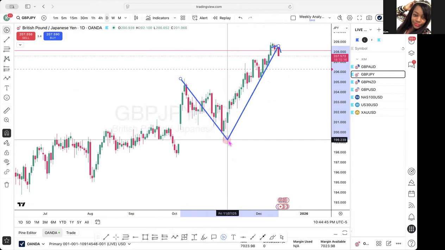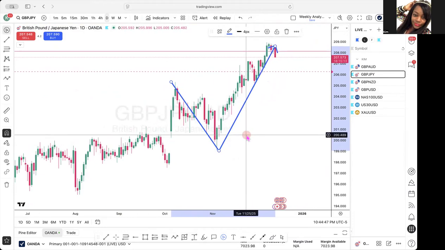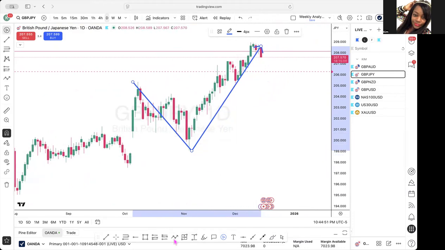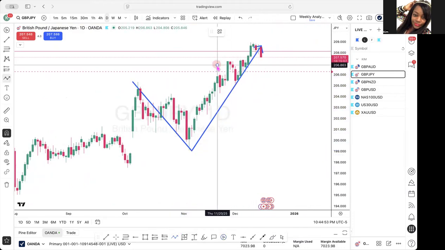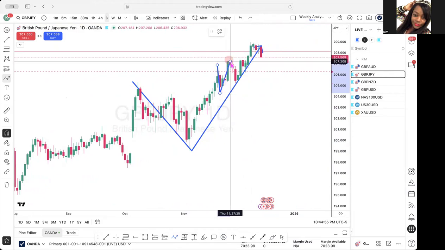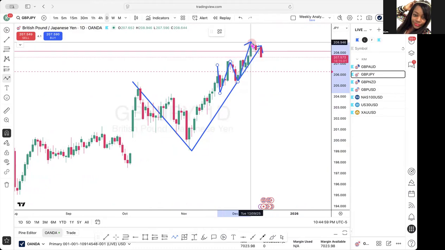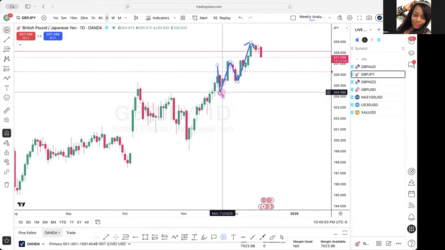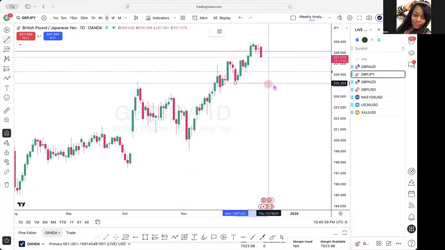Okay. So now I look at the internal structure, and I had a high here, a pullback, a break, a pullback. Price did not break till over here. So all this move is the structure. So with that being said, this is my internal swing low.